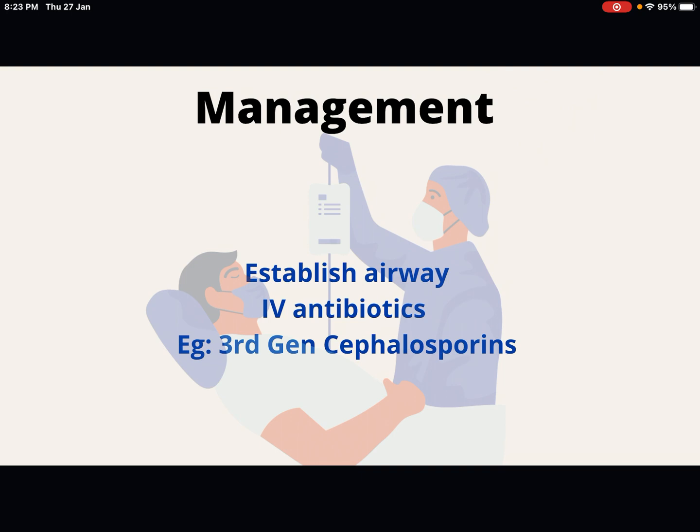Coming to the management part, we have to establish the airway, because the main problem of the child is that the airway is obstructed and the child is in distress. So first of all, we have to establish the airway. Then it is an infective condition, Haemophilus influenzae type B, so we have to give IV antibiotics. The most preferred IV antibiotic here is a 3rd generation cephalosporin.